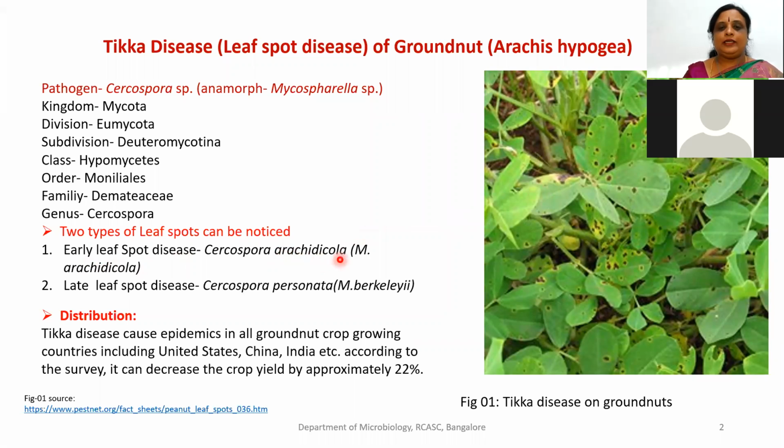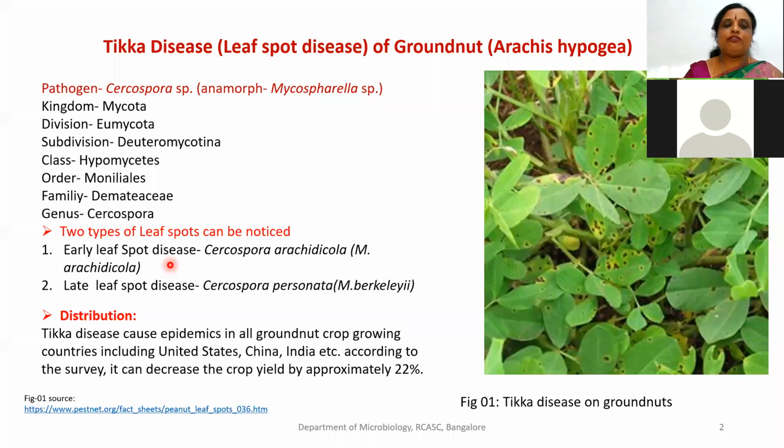Later on, due to the secondary infection, the primary infection is usually through Cercospora arachidicola, and the infection starts at the earliest. Hence, it is early leaf spot. Also, the symptoms of early leaf spot and late leaf spot are different. I am going to tell you that later also.